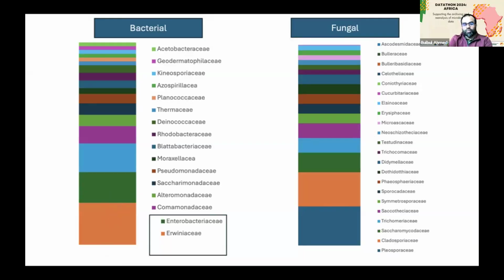We will be doing further analysis, and a huge number of datasets is coming soon, because this is only from fruits. We also have root, rhizosphere, and bulk soil, and also from different geographical distributions.